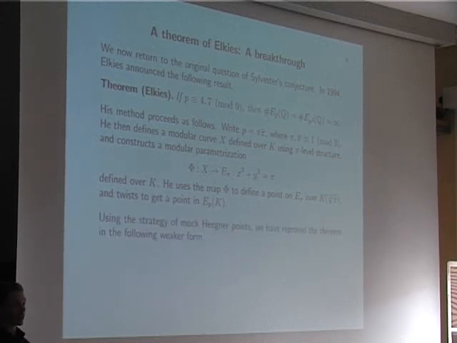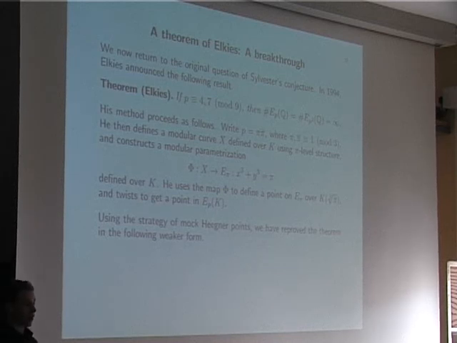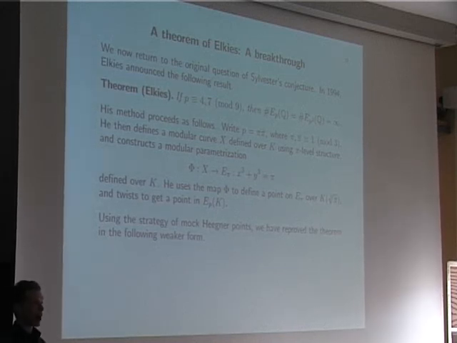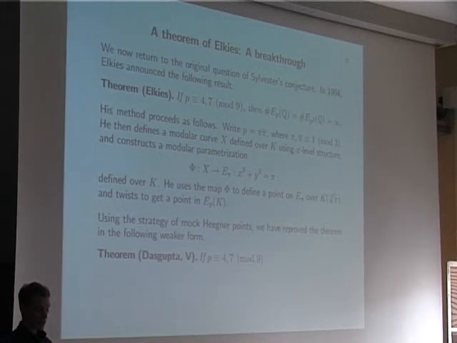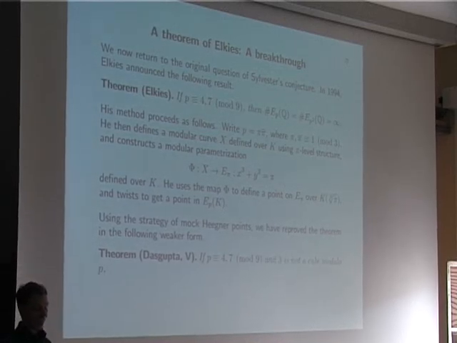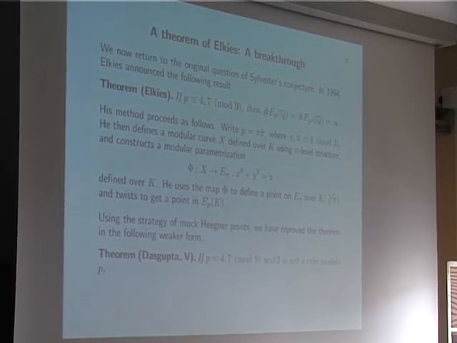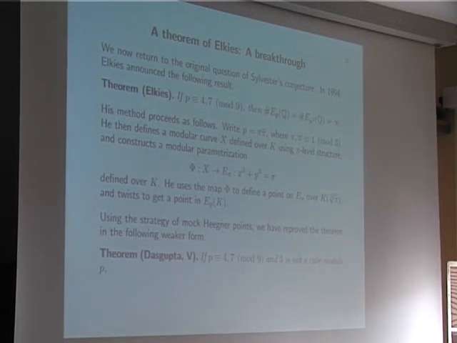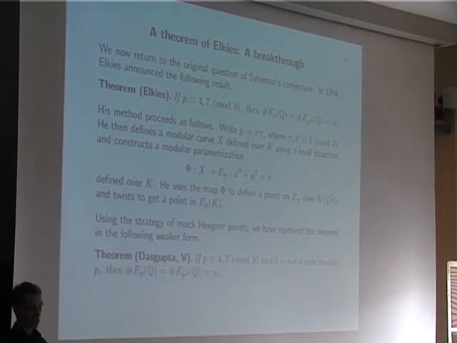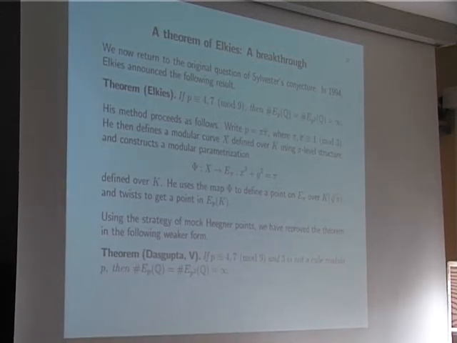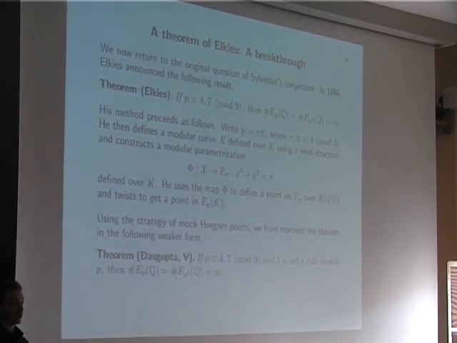All right, so what I can tell you is that there's a different way to go. If you just want to stick to our tried and true method of using mock Heegner points, you can prove the following theorem. If P is 4 or 7 mod 9, and 3 is not a cube modulo P, so asymptotically that includes 2/3 of the primes P, so that's not too bad. Only 1/3 left to go. We can prove that P and P squared are both the sum of two rational cubes.